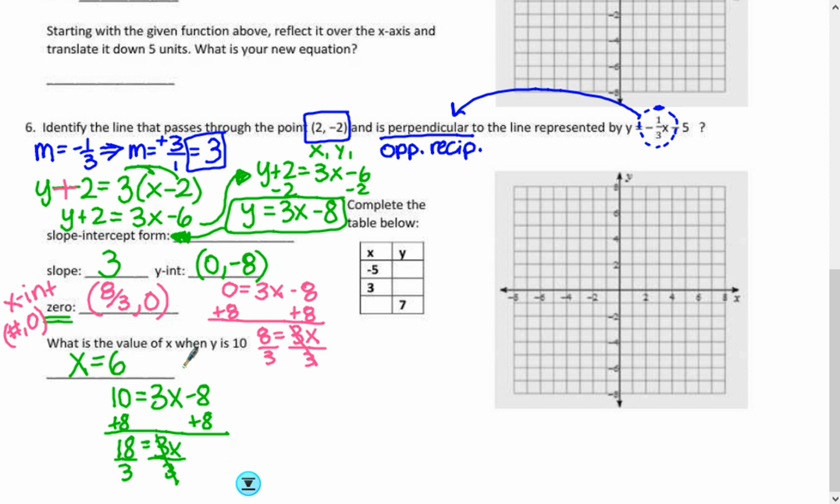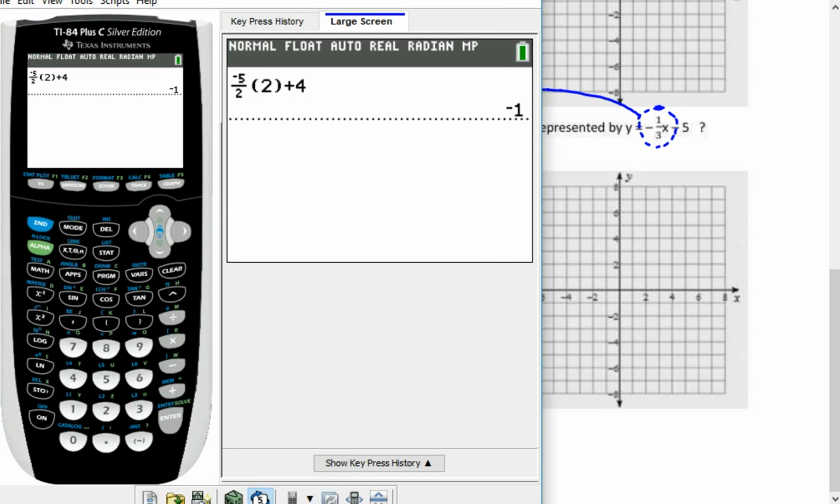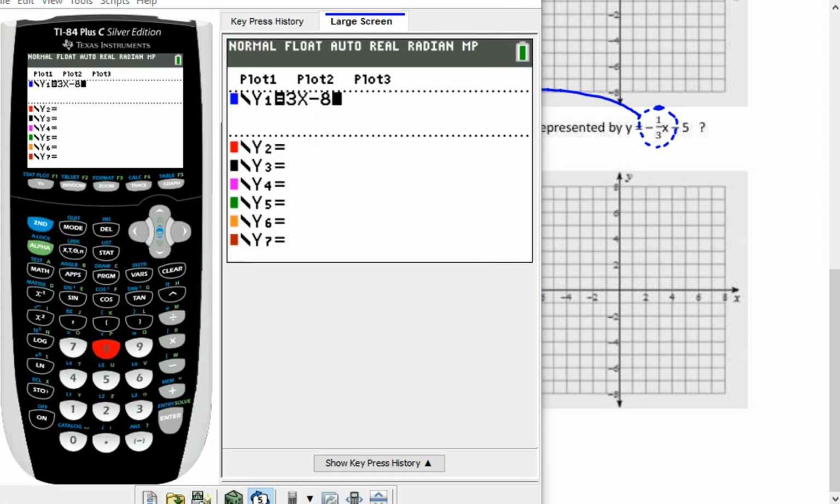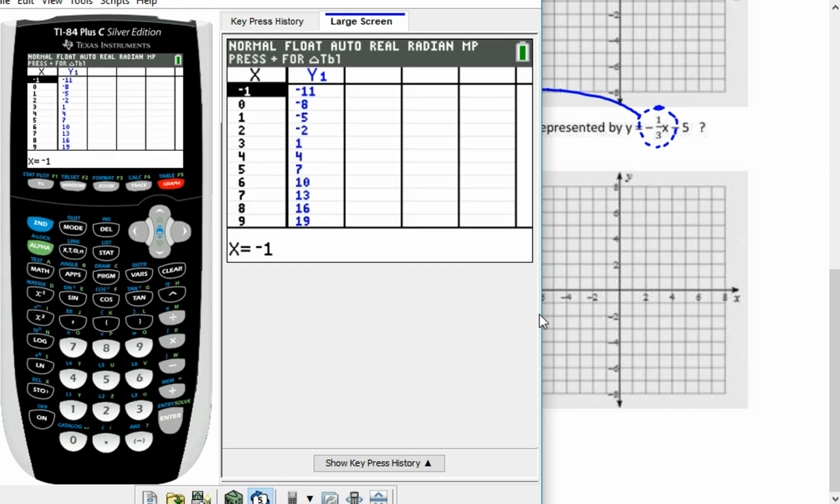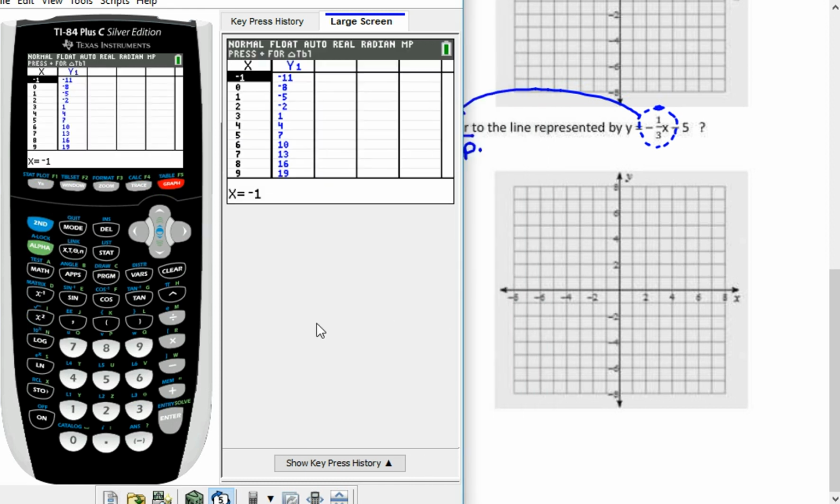Alright, to complete the table, I would plug this into my calculator. Alright, so lots of ways to do this, but I recommend just plugging it into the table. So I went to y equals, I have y equals 3x minus 8, and now I'm just going to look at my table and fill in these missing parts.